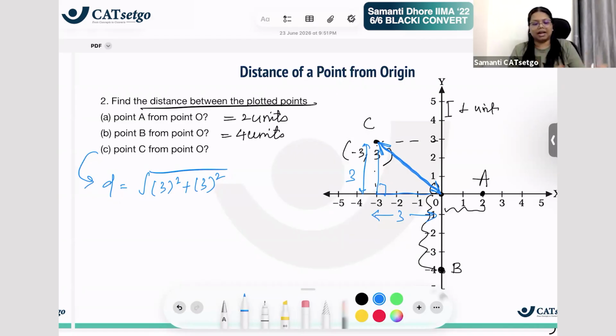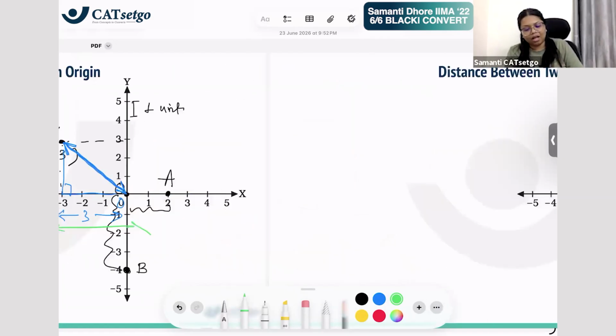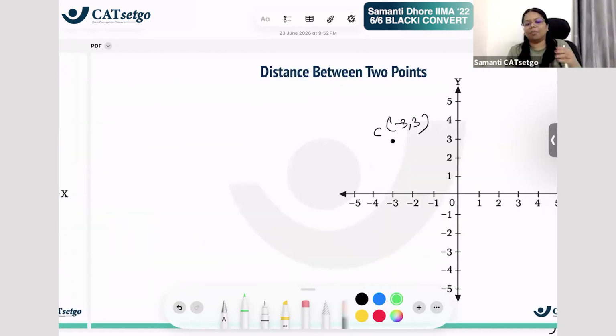How did this distance come? This distance came from understanding that we found the distance between both the x's. Here the x was 0, here the x was -3. So you take x1 minus x2 between 2 points. And for y also you did the same thing. Put square and put square, right? This 3 came because the distance on the x-axis was 3. This 3 came because the distance between the 2 y points was also 3. And then we took the under root, so you got the distance. And that is where the formula for distance between any 2 random points comes from.